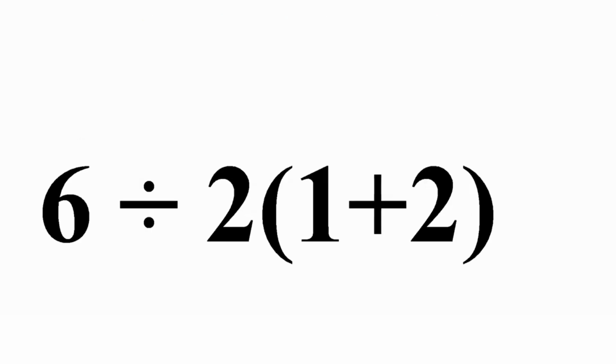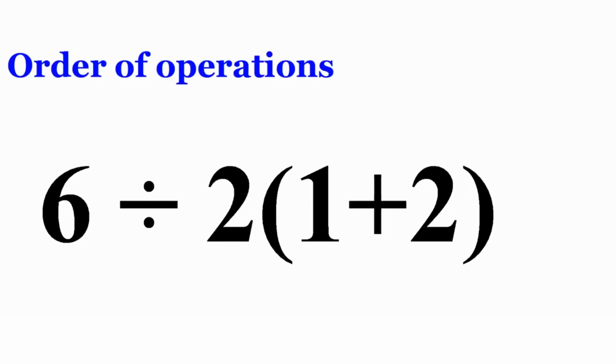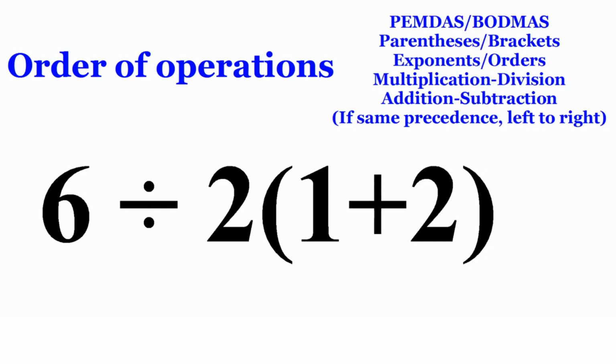These are commonly referred to as PEMDAS or BODMAS. This refers to evaluating the parentheses/brackets, then the exponents/orders, then multiplication and division, and finally, addition/subtraction. If you have two operations of the same precedence, you want to evaluate them from left to right. The first part of the problem has no controversy.